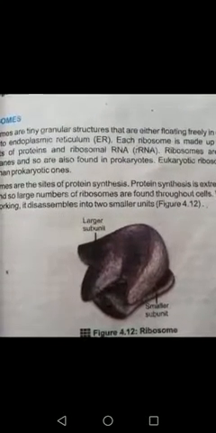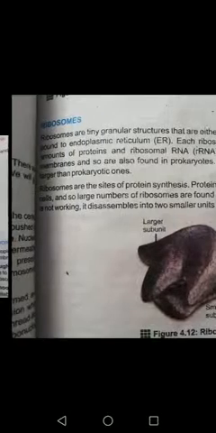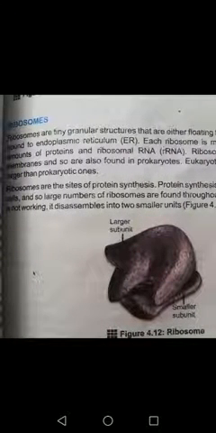We are discussing different organelles present in the cell, and we have discussed one of the organelles, the nucleus, and now we will discuss ribosomes. Ribosomes, their introduction is that they are very tiny granular structures. They are very small and granular.